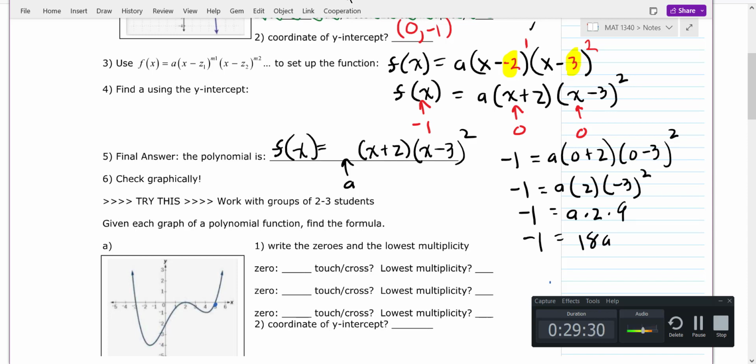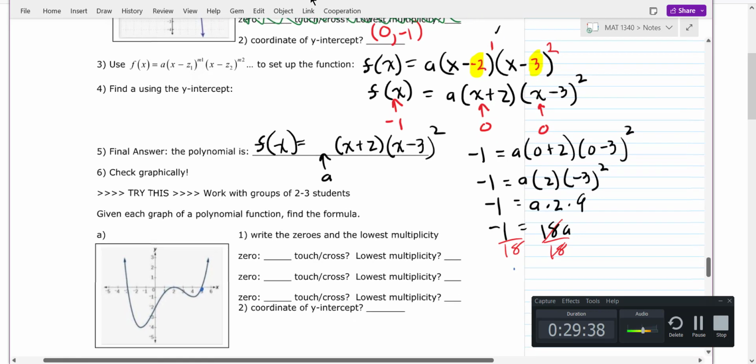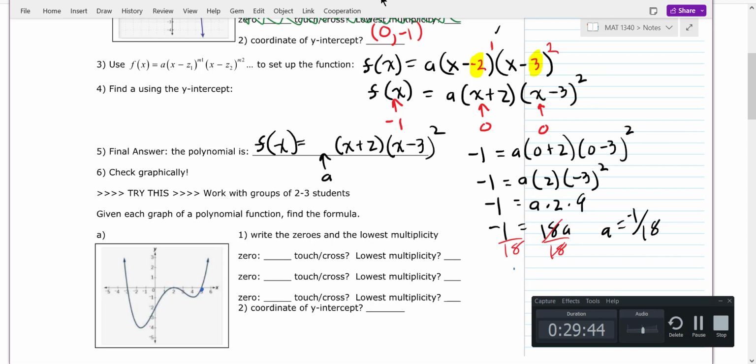1/18th, good. Okay, so you just have to solve that equation. Now you would divide by 18, and that would give you what a is. So that's the work of the problem. You got a is equal to -1/18th. So that's what goes there, and that's your answer to the problem.